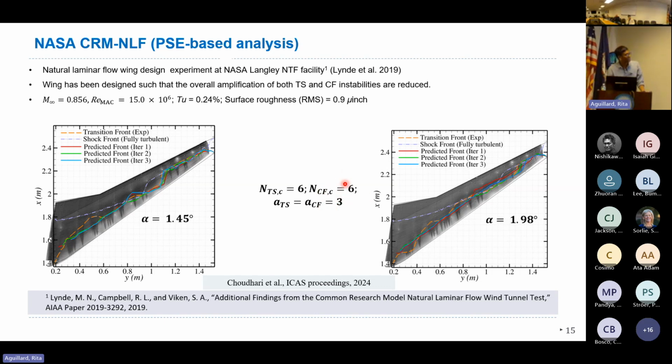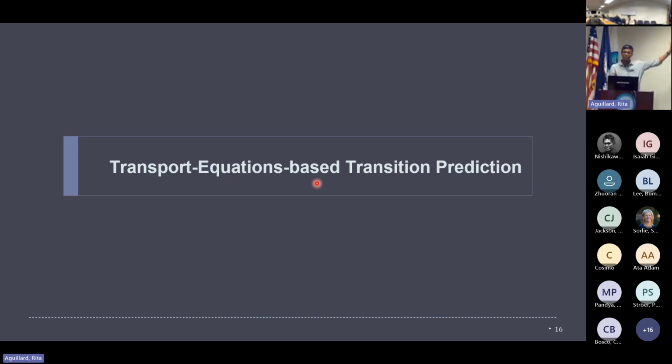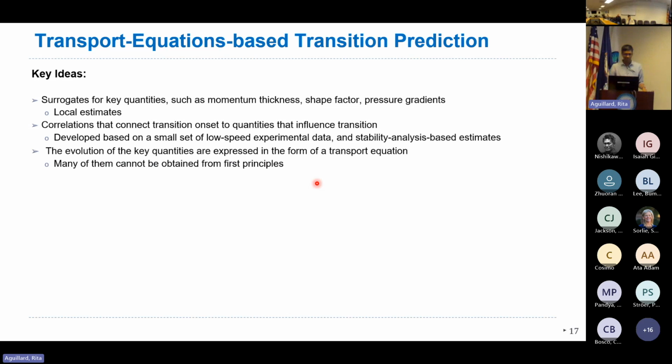The critical N factors are slightly different based on the roughness levels and the disturbance level, different tunnel, etc. So that's a good successful case we are able to do. Moving on to PDE-based methods.